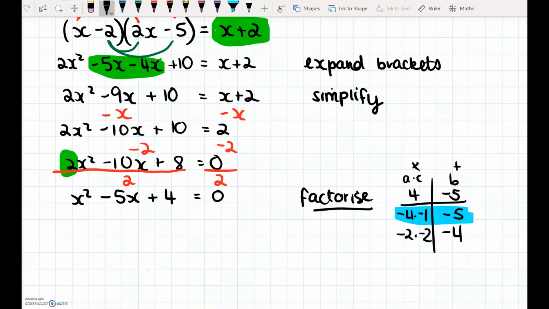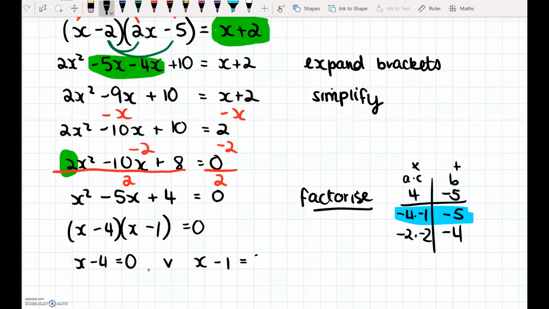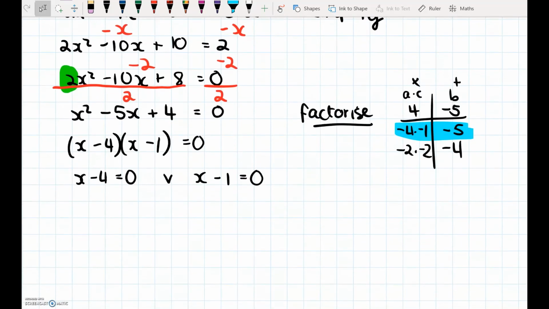All right, so we're going to have x minus 4, x minus 1 equals 0. Therefore, x minus 4 equals 0, or x minus 1 equals 0. Once we do that, we know that x is equal to 4, or x is equal to 1.